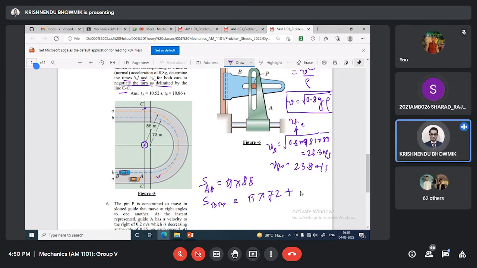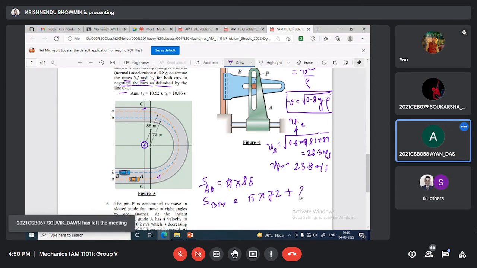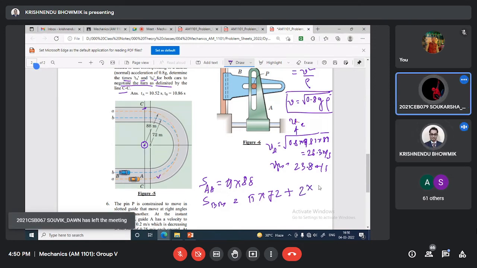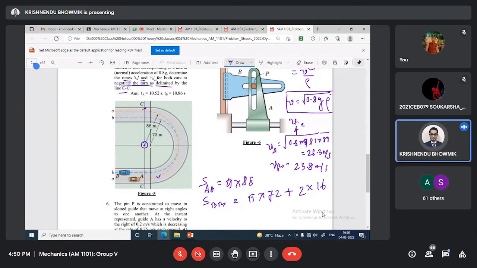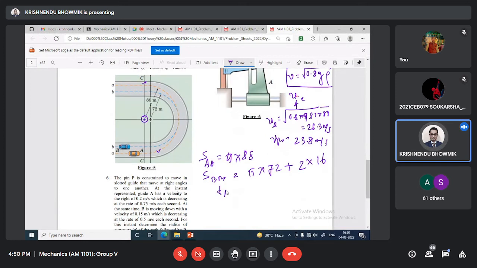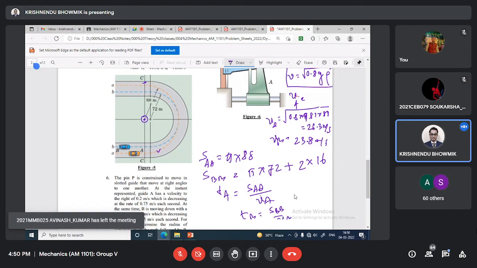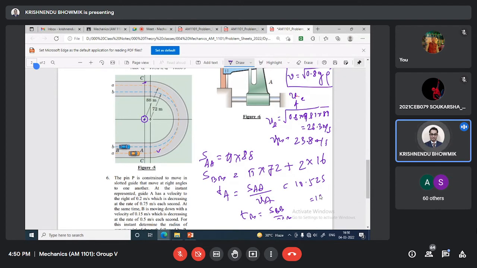How much? 16. 32. 16 down and 16 up. So 2 multiplied by 30. 60. So you will get some value. Now you calculate TA equal to SA by VA and TB equal to SBB by VB, and it is around 10.52 seconds and 10.86 seconds.